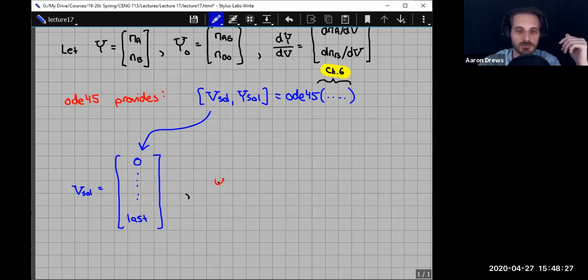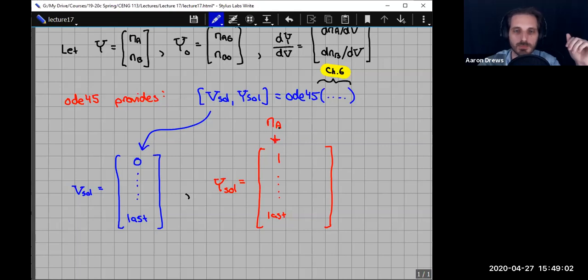The YSOL will be a matrix. Yeah, this is the first time we actually need a real honest to goodness matrix. There's no way to fudge it with a couple of vectors. We will always get a matrix coming out. And that matrix will contain 2 columns. The first column will be our values of N sub A all the way out to whatever its last value happens to be.